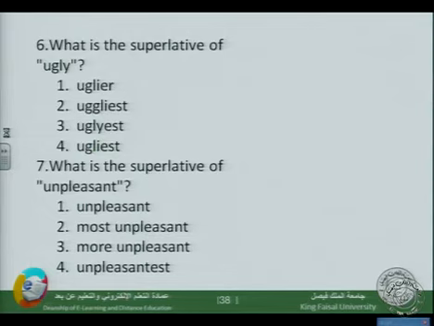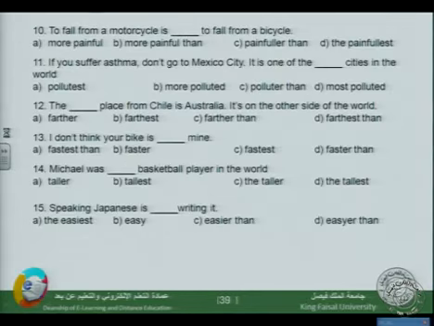What is the superlative of unpleasant? And unpleasant حكينا عنها بأنه هي more than 2 syllables. بنحكي عن superlative، إما بنستخدم est أو most، لكن هي تتكون من أكثر من مقطعين صوتيين فبنستخدم most unpleasant.